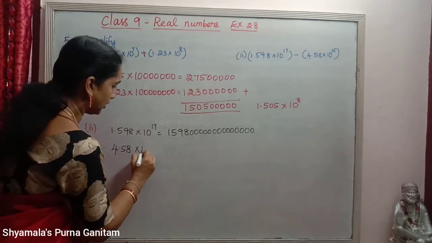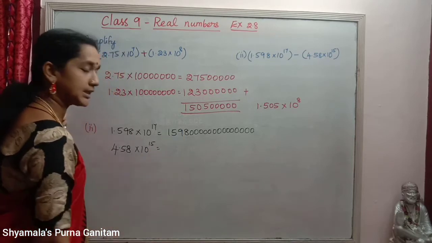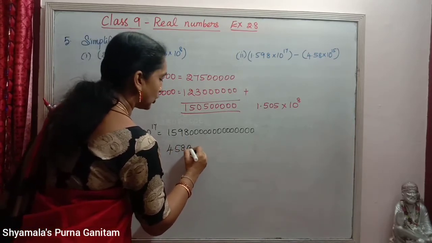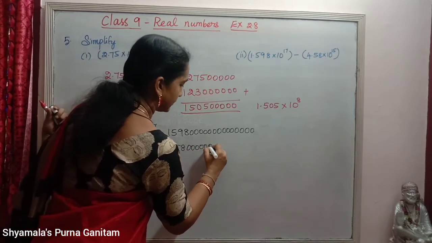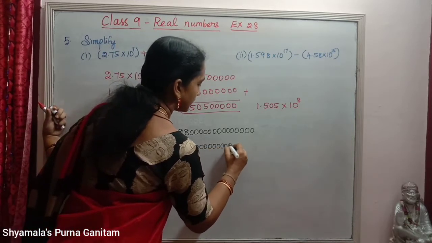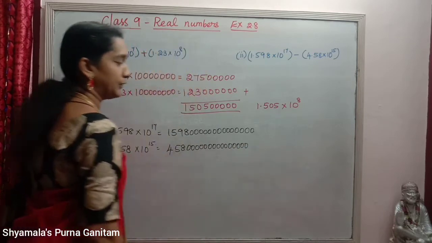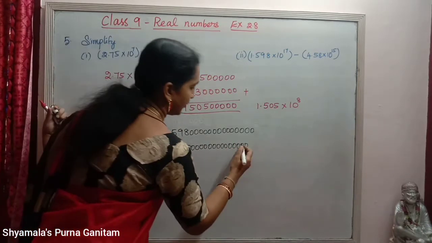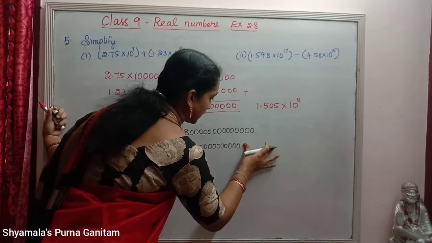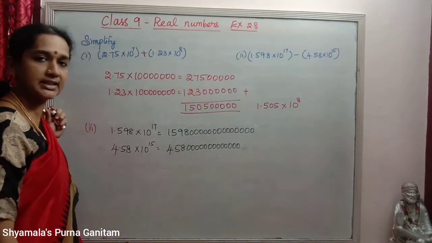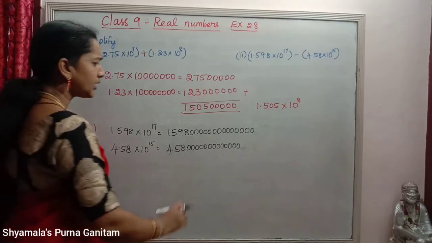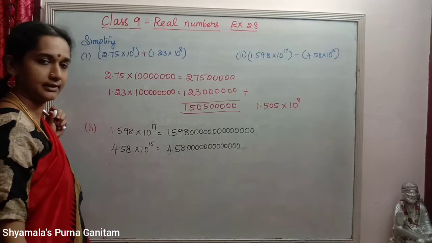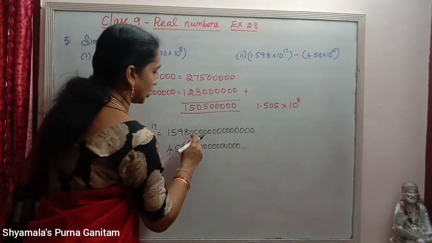4.58 into 10 power 15. So this is equal to 458 followed by 15 zeros. So 2 decimal places are there. If we keep the decimal point here, these 2 decimal numbers will be removed. The zeros will be removed. Now these 2 numbers have to be subtracted, so we will arrange it accordingly.